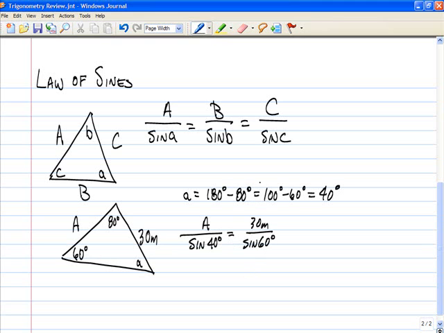So if we rearrange that, we could say then that A equals the 30 meters divided by the sine of 60 degrees times the sine of 40, couldn't we? We're just multiplying both sides by the sine of 40. Therefore, A is going to be 22.3 meters. So we can solve for that: 30 meters divided by sine of 60 multiplied by the sine of 40. And we should be good on that.